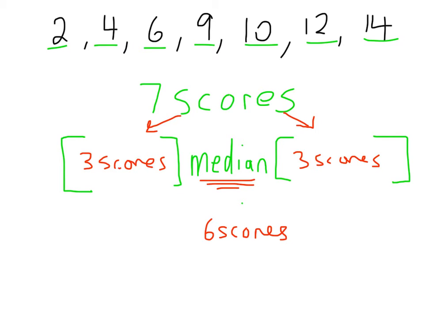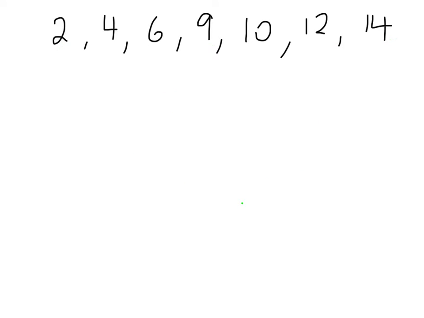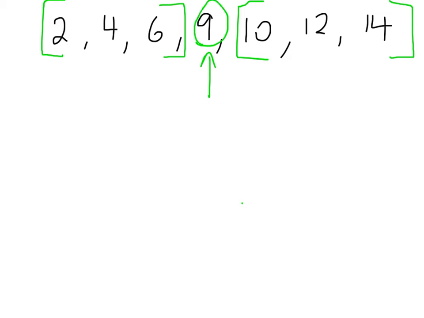Now, for the data set above, if I want 3 scores in the lower, and I'm starting from here, well, the 2, the 4, and the 6 are going to be the 3 in the lower set, and from the back end of it, the 14, the 12, and the 10 are going to be the 3 in the upper. That means that this 9 here, smack bang in the middle, well, that is my median. And so for this data set, the median is 9.